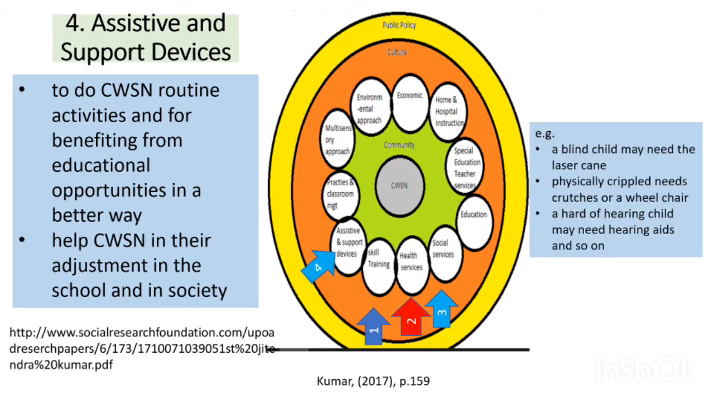Examples of this: for the blind, we give the laser cane. For the physically crippled, the wheelchair. And for those who are hard of hearing, hearing aids must be given to them. In other countries, these are given for free for children with special needs.